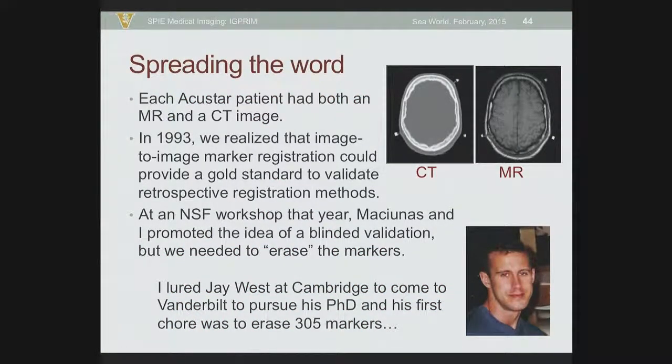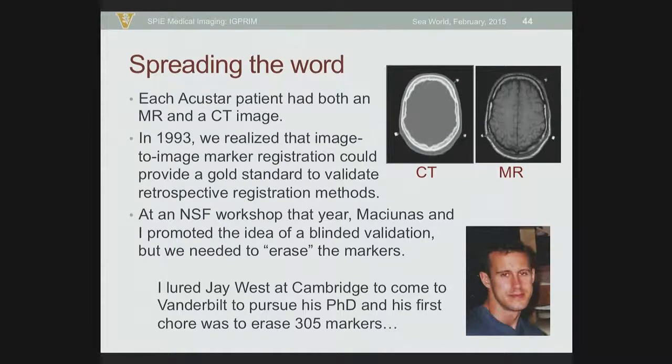Every one of these AccuStar patients had a CT and a number of MRs, and in every one of them you could find the markers, so you could do a very good job of registering them, less than a millimeter. And it was all the rage in those days to find out how to do the best retrospective transformation, no markers. Now, mutual information had not been published yet. People were just using surfaces and stuff, but they were moving in that direction. So we went to an NSF workshop and we talked around the table and said, what if we could provide you a set that you could do a blinded test on? We would airbrush out these markers, you could use them, send us the transformations, and we'd tell you how close you came. People loved the idea.